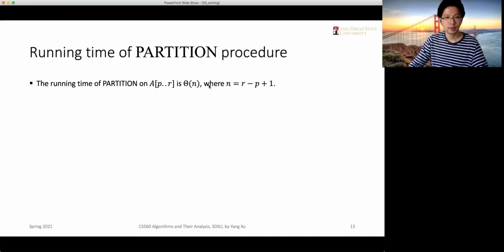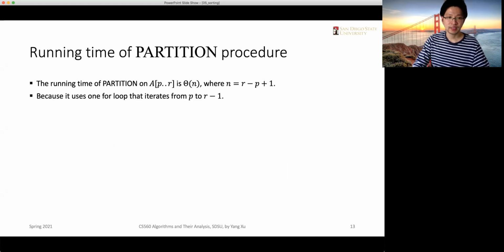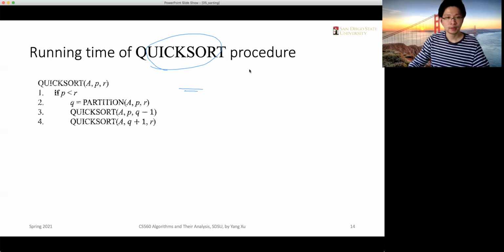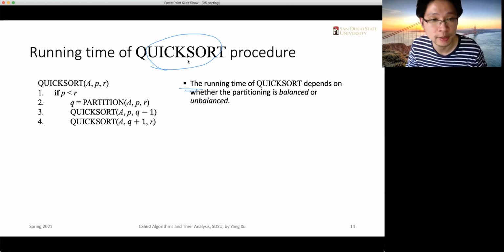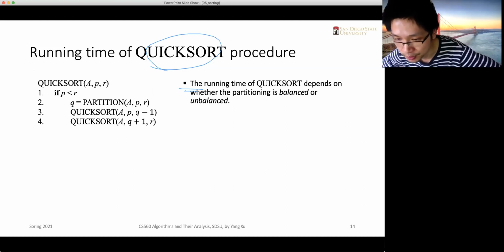All right, so the time is what we are interested in here, like how much time we need. As we said, it's basically a very simple for loop implementation, and it makes sense to say that the partition procedure runs in linear time, described by big theta of n, right? Because it uses only one for loop that iterates from p to r minus 1. And when we take the partition cost into consideration, we can start to analyze the running time for Quicksort.